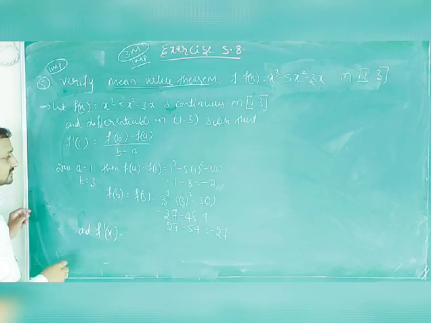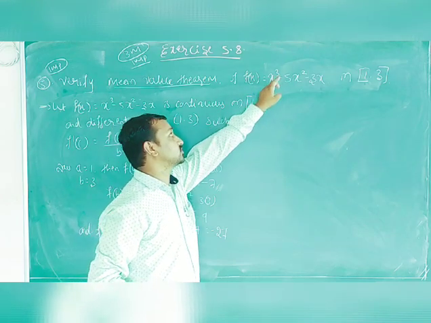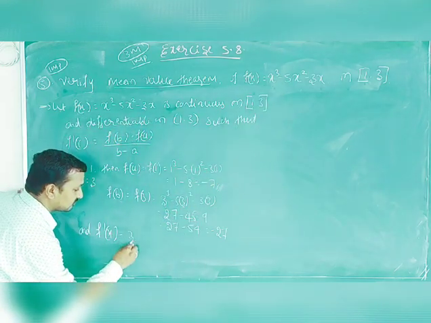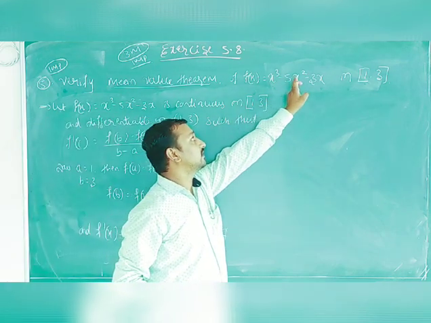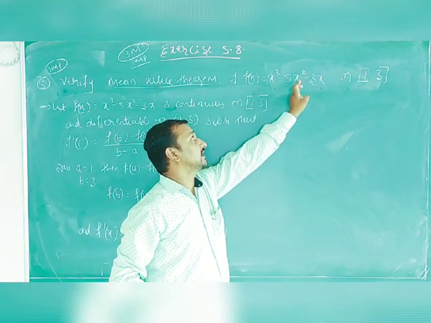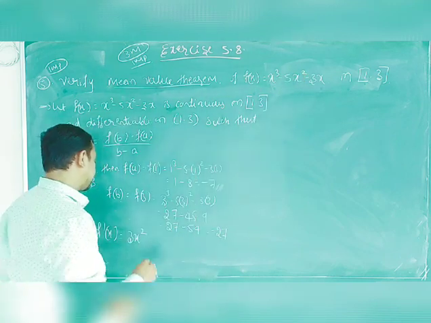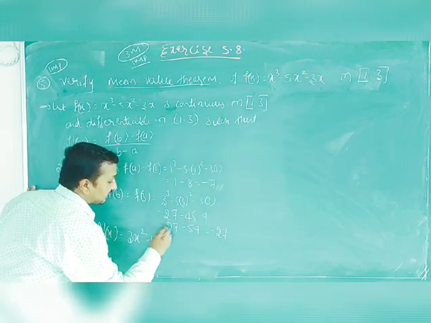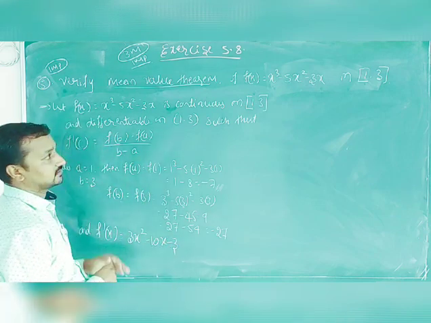Okay, and also we find f dash of x. F dash of x is the derivative of x cube, which is 3x square. Derivative of 5x square: take 5 common, derivative of x square is 2x, 2 into 5 is 10, so minus 10x, and derivative of 3x is minus 3.